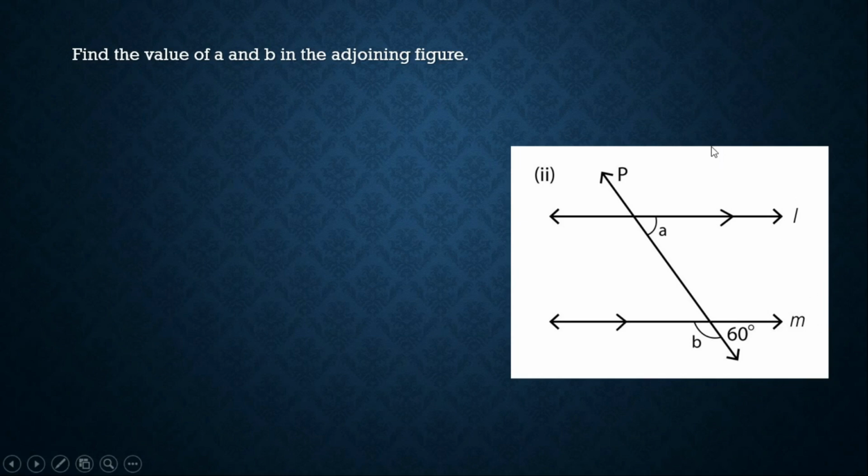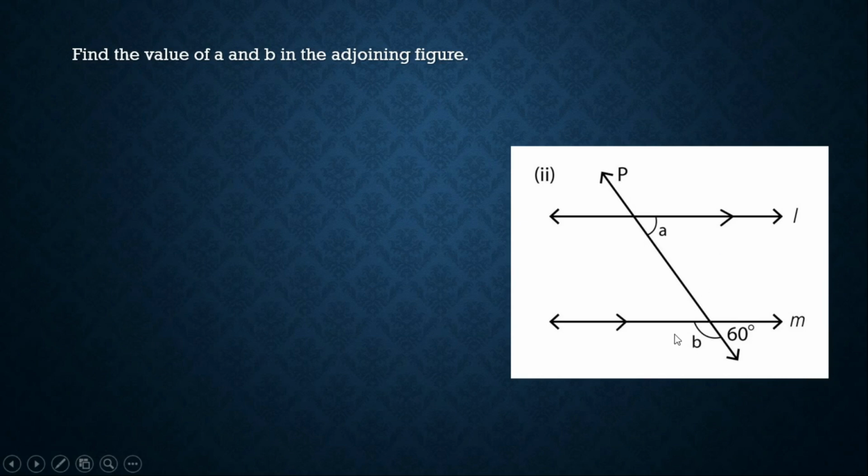Now here line L and line M, two lines, are parallel lines, and line P is a transversal line. Now here this angle is 60 degrees. We have to find the value of A and B. The value of A is, yes, very good, 60 degrees. Why? Because these both angles are corresponding angles, and corresponding angles are always equal in the case of parallel lines, right? When the transversal line is cut by the parallel lines, that time corresponding angles are always equal.